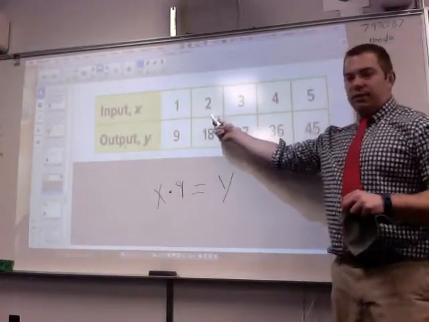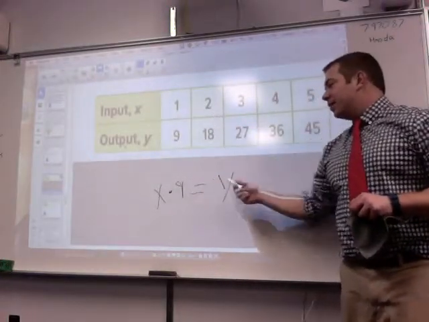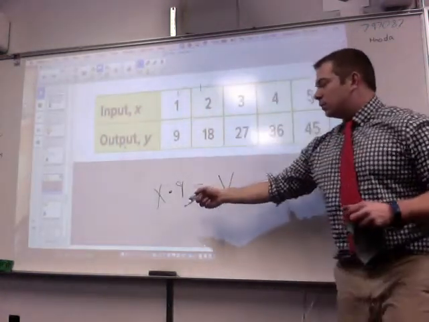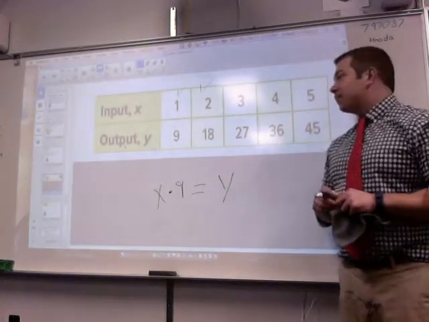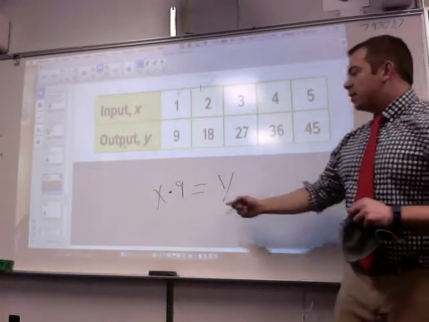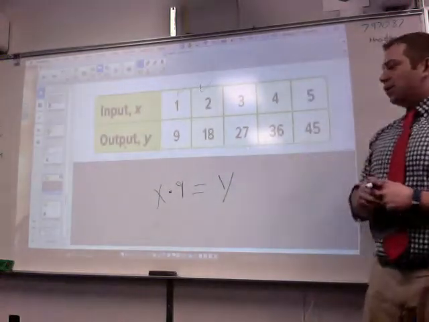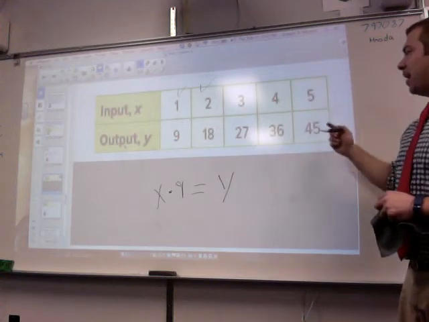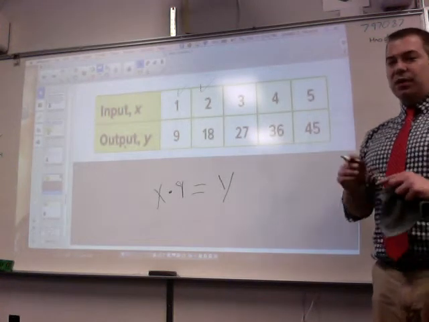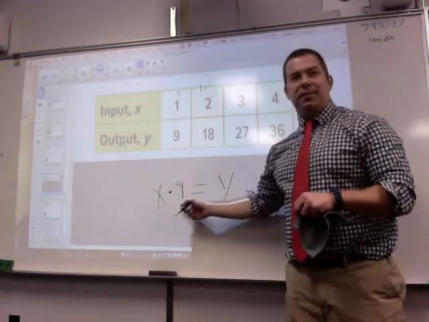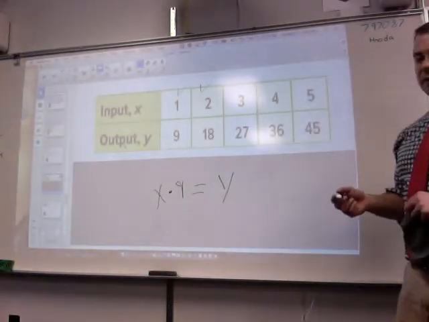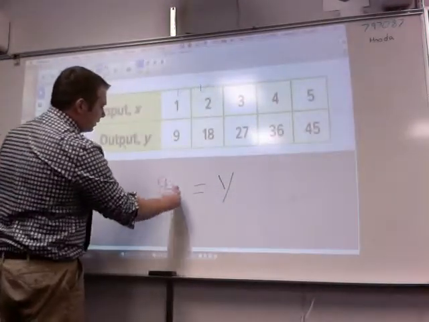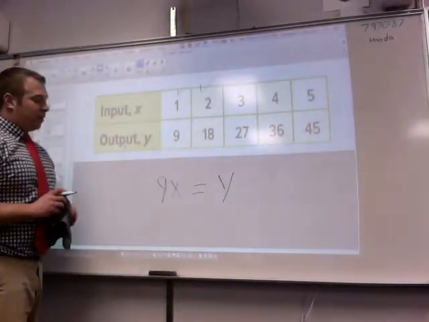Let's take our x. 2 times 9, does it equal 18? Yes. So that equation works for two of them. Let's plug in 3. Does 3 times 9 equal 27? It does. 4 times 9 is 36, and 5 times 9 is 45. They all work out. So my equation is x times 9 equals y. Or I could simply just say 9x equals y. I have my equation.